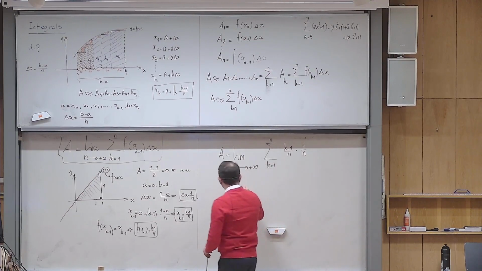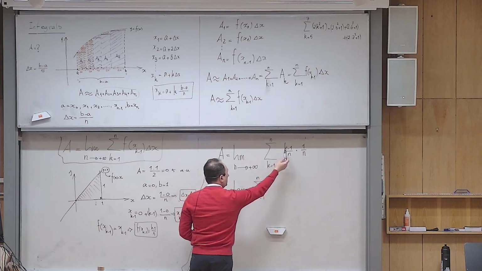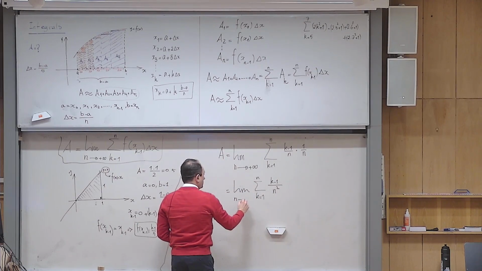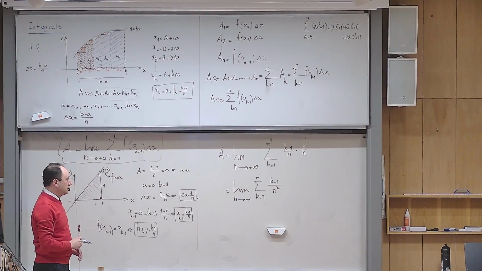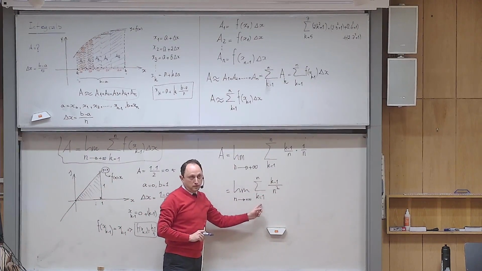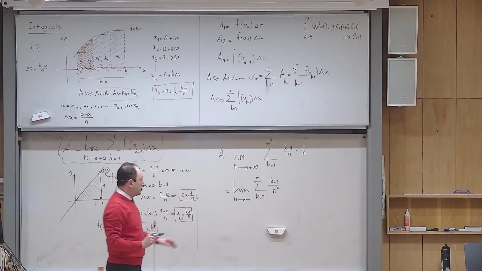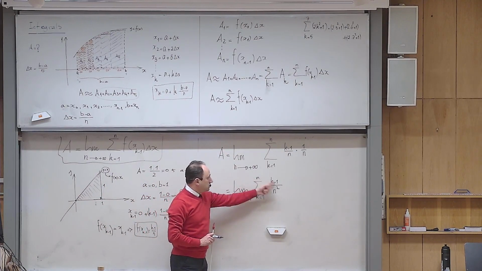So the limit equals the limit of sigma, k goes from 1 to n, and then I multiply the numerators, it becomes k minus 1. I multiply the denominators, it becomes n squared. And n is supposed to go to plus infinity. The hard part of this calculation is calculating this sum, which is not always possible. Most of the time, it is impossible. But this is one of those few examples where I can show you how we can calculate this sum.